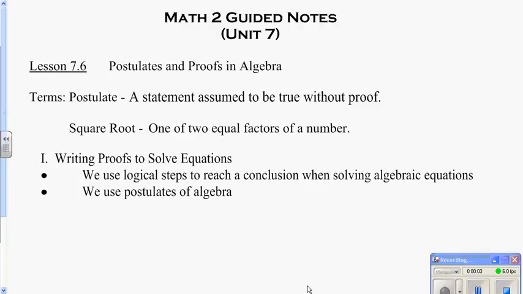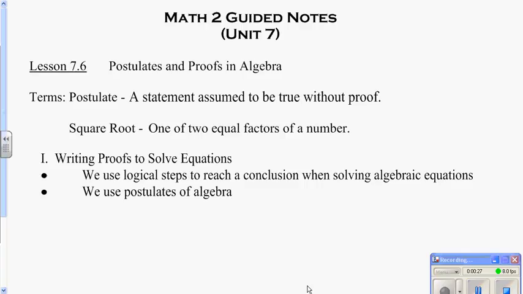Lesson 7.6, Postulates and Proofs in Algebra. We're gearing up towards geometric proofs, and we're going to do so by getting ready with proofs in algebra. Now, two terms for this. Postulate, which is a statement assumed to be true without proof, so it does not need to be proved.